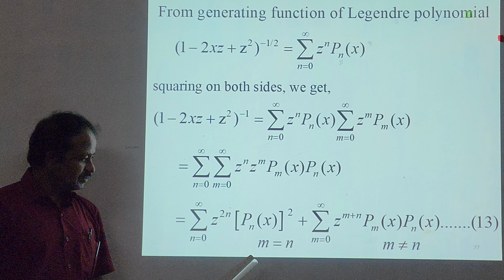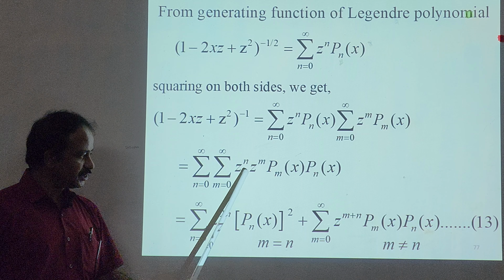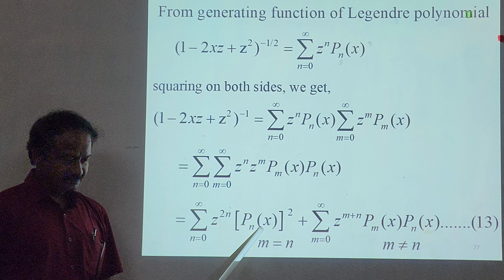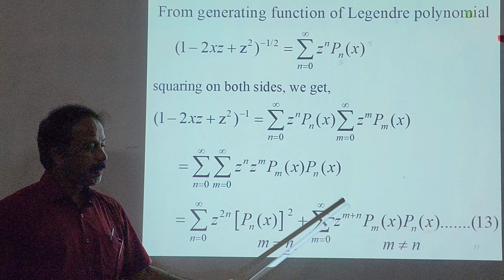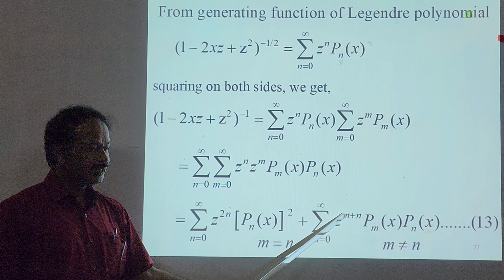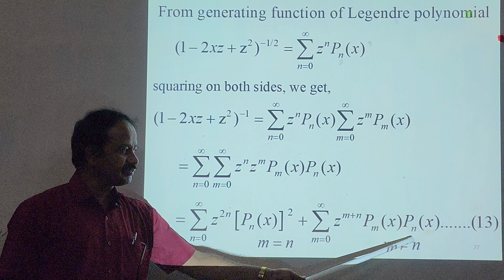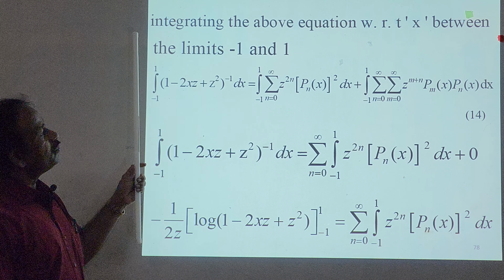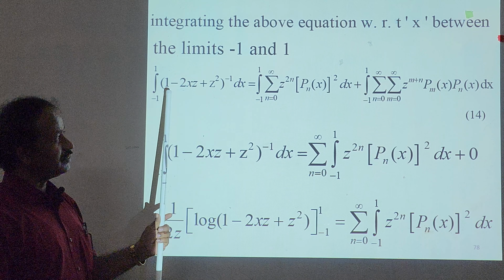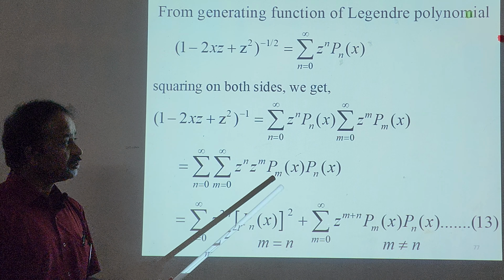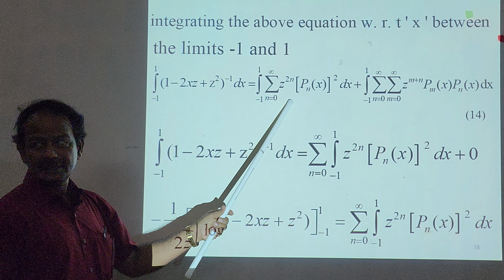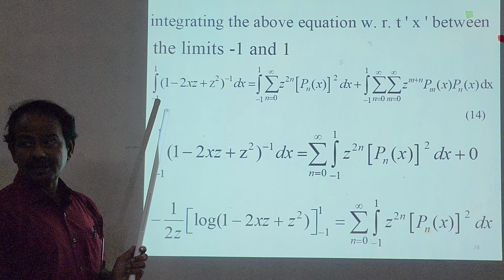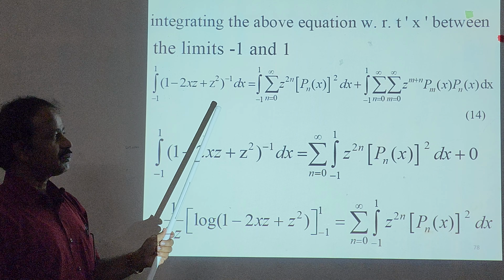Now, for the first case, when m equals n, this becomes z to the power 2n, Pn of x whole square. When n is not equal to m, we write it as it is: z to the power m plus n, Pm of x, Pn of x. So this is equivalent to these two terms. Now we will integrate with respect to x with the limits minus 1 and plus 1.